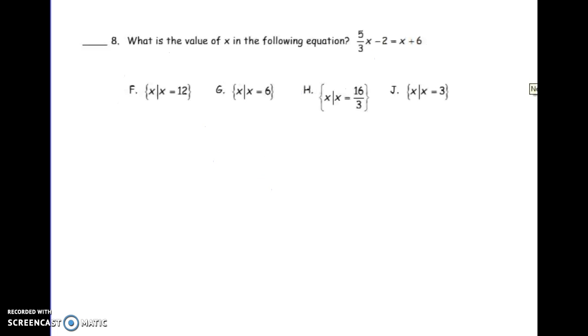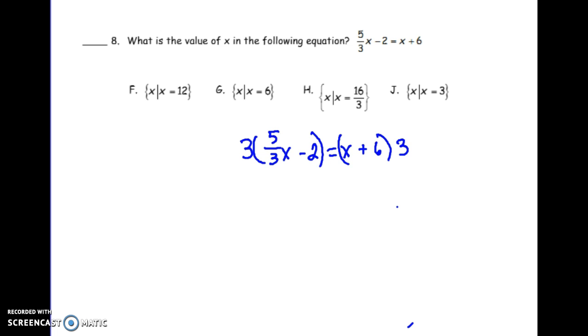All right, looking at number 8, what is the value of x in the following equation? All this is doing is asking you to solve for x. Now, if you notice, I'm going to rewrite the problem down here. I've got 5/3 x minus 2 is equal to x plus 6. Okay, so I rewrote the problem. I'm going to start by actually multiplying both sides by 3 to get rid of this fraction. And I'm going to be careful because I want to distribute it. Okay, it has to be both sides of the equation.